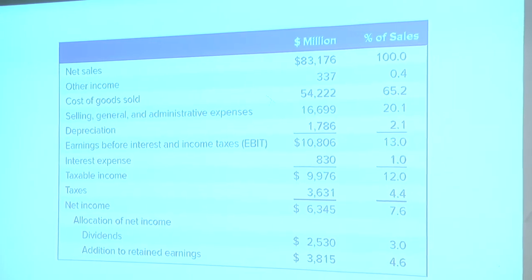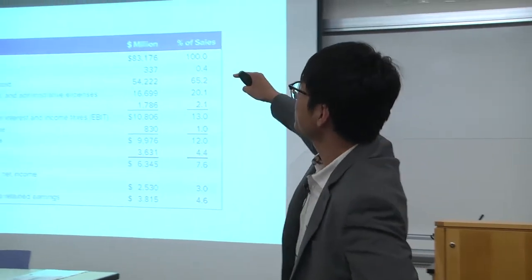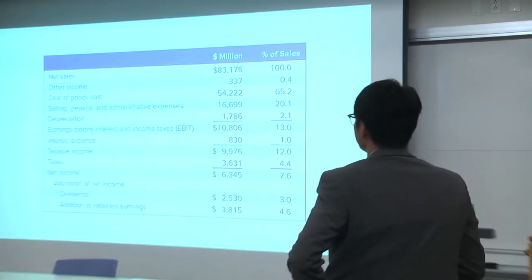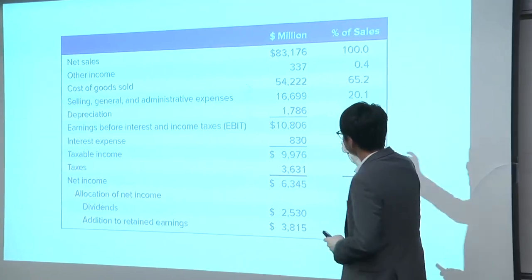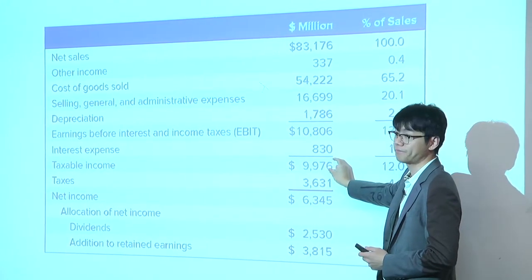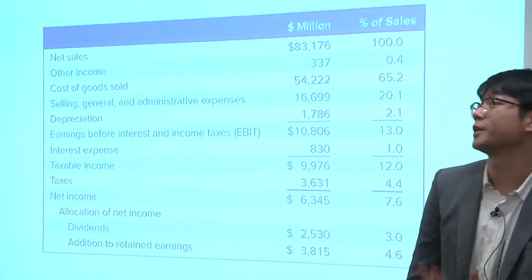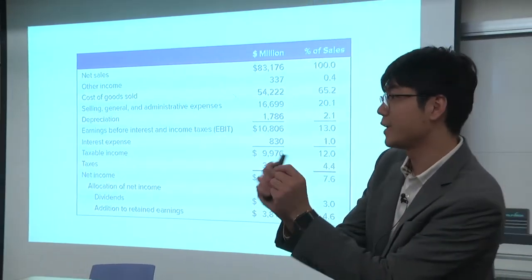Interest is tax deductible, and that's a very important feature of accounting for corporates. So after you deduct interest, you reach taxable income. Then the corporate tax is based on this taxable income. Then you reach net income. Net income is also called earnings, so there are different names for that.